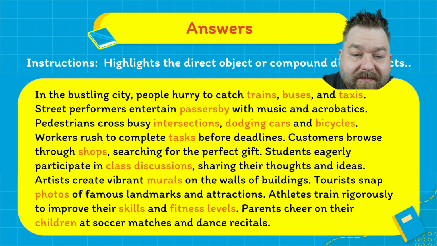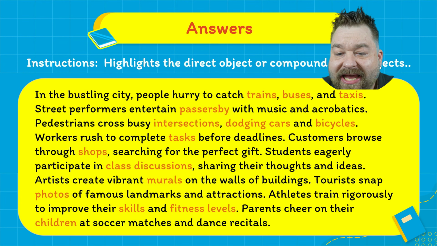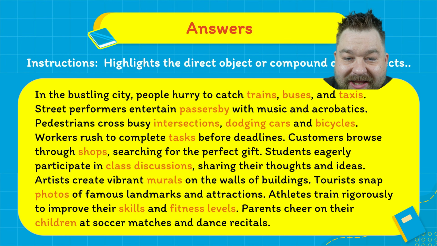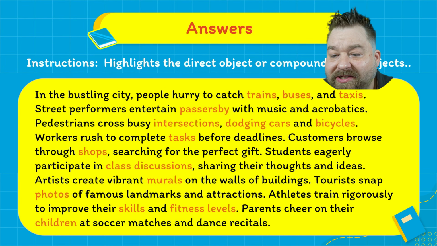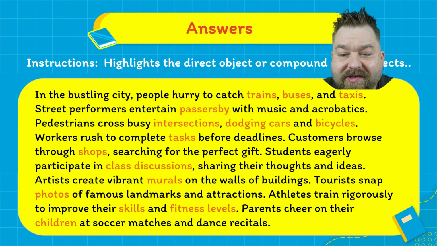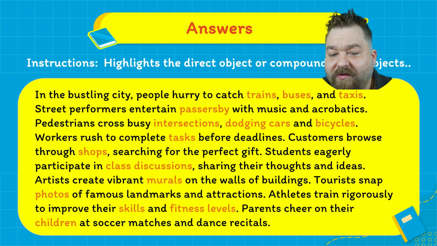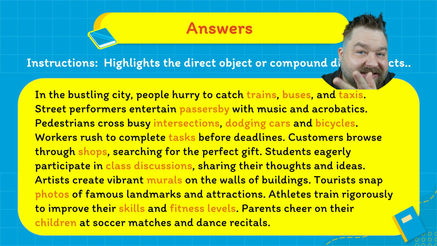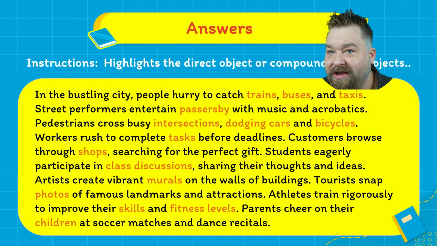So let's see if you found these. Here we go. In the bustling city, people hurry to catch trains, buses, and taxis. What are they catching? Those 3 things. You found them all already. Street performers entertain passers-by. How? With music and acrobatics. Pedestrians cross busy what? Intersections, dodging cars and bicycles. Compounds, look at those.